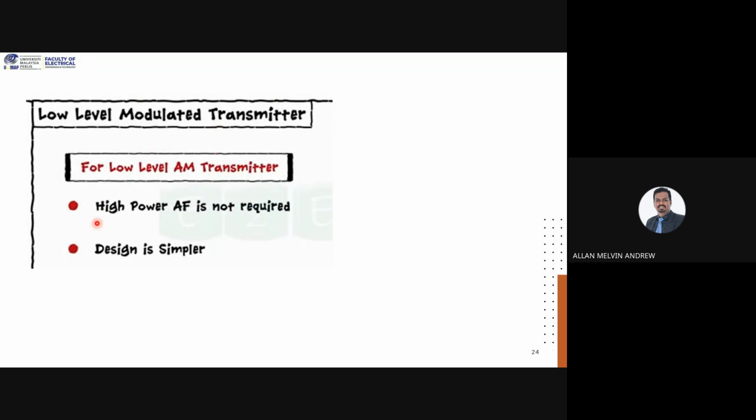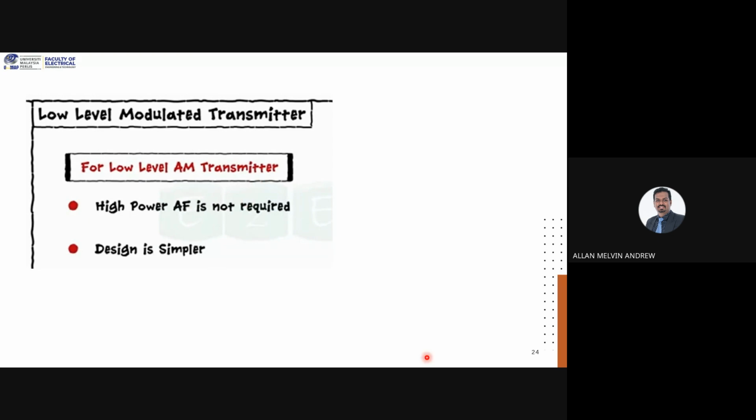High power is not required, and the design is much simpler. As I said, the design is much simpler because it is not. Any question? So the design of a low level AM transmitter is much simpler.